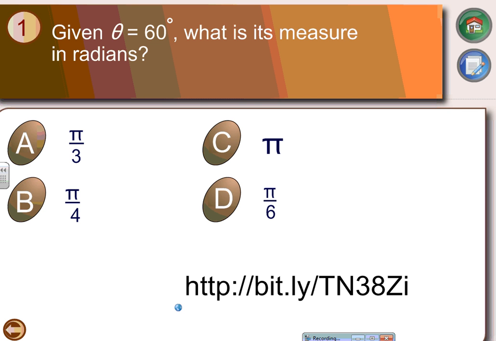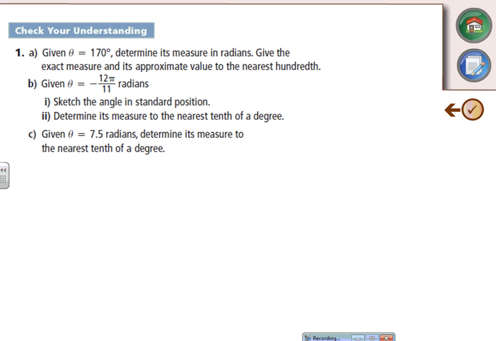Then there's another one, which we're not going to be using in this course, but it's gradians, grad, G-R-A-D. And that's 1/100th of a right angle, which actually makes 400 grads in 360 degrees, or 400 grads in 2 pi radians. All right, let's try this out.